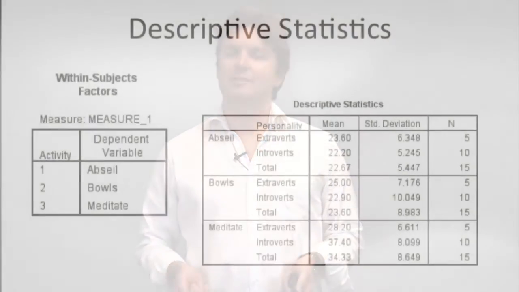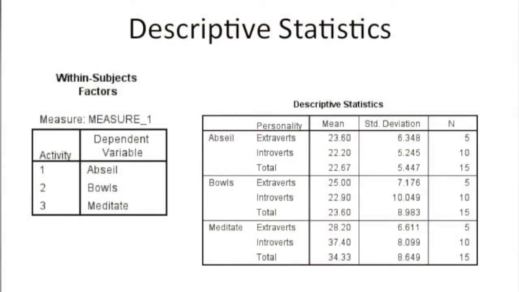Within-subjects factors just tells us which variables represent each level. So for 1, it's abseil. For 2, it's bowls. For 3, it's meditation. You can also see in the descriptives the mean and the standard deviations for each level of the independent variable, for both introverts and extroverts. You may want to examine these means and standard deviations to see what's going on.